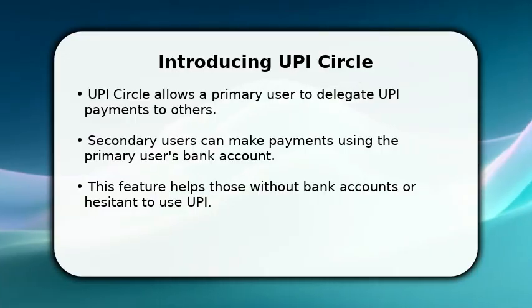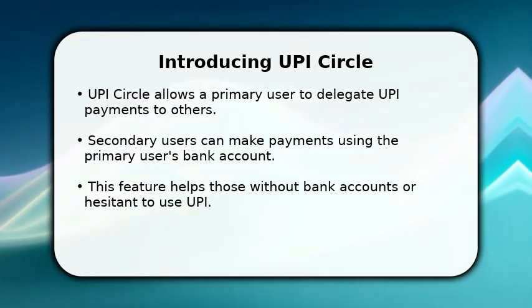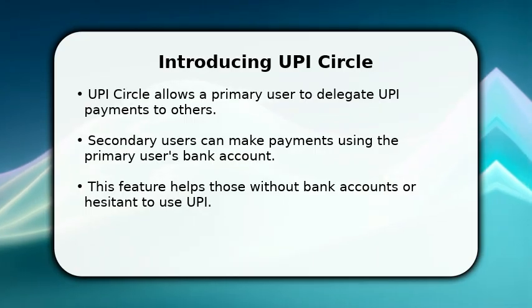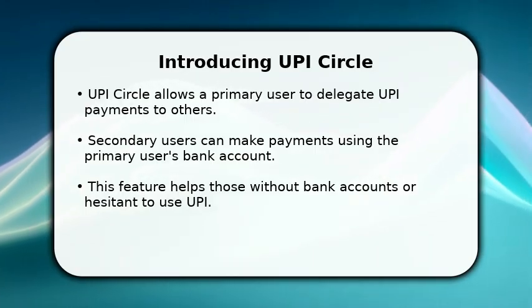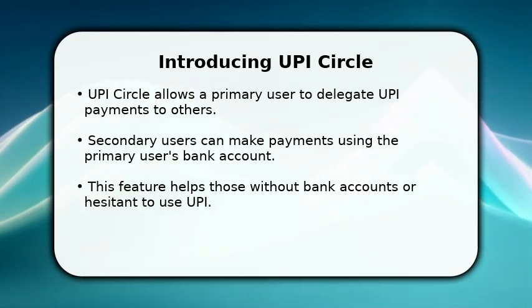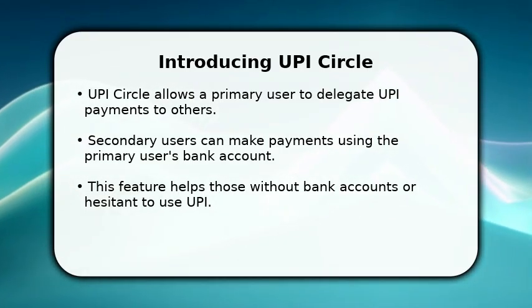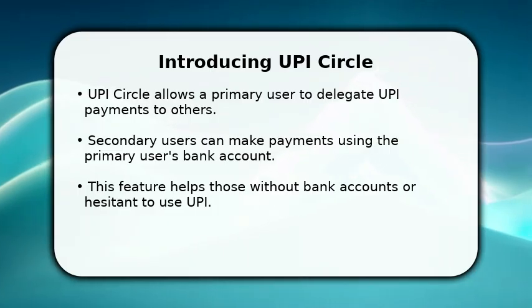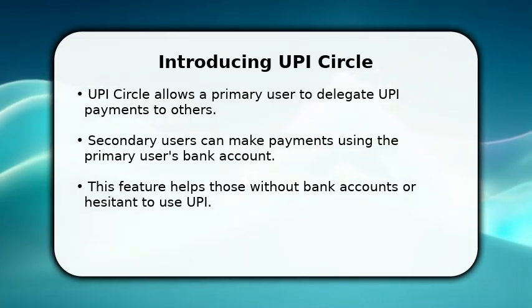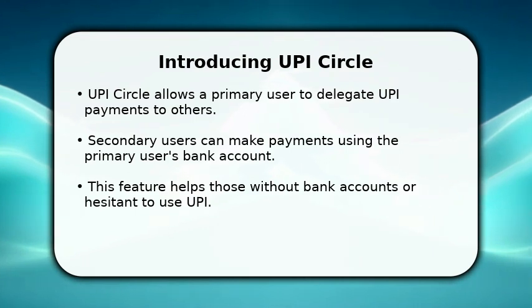In this video, I will explain how to use UPI Circle in GPay. This innovative feature allows a primary user to empower trusted family or friends, known as secondary users, to make UPI payments. Essentially, secondary users can initiate transactions using the primary user's linked bank account. It's designed to assist individuals who may not have their own bank account or are hesitant to engage directly with UPI, simplifying digital transactions for more people.